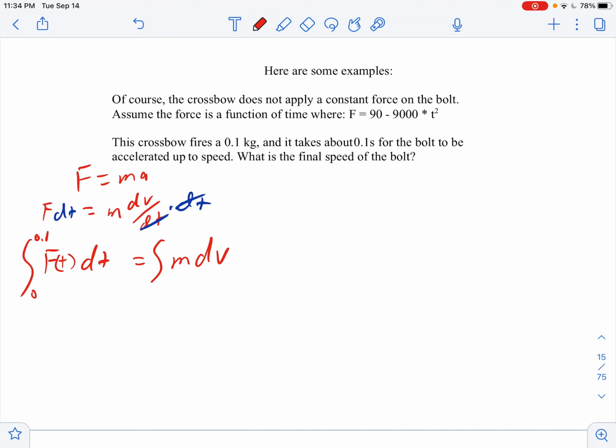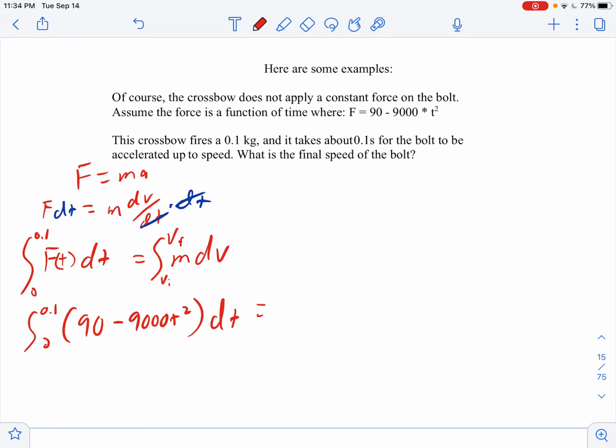For the mass dv, the variable is velocity. The mass is just some constant. And so I'm going to integrate from the initial velocity to the final velocity. That's my interval. So 0 to 0.1, my force function is 90 minus 9,000 t squared dt is equal to, now watch this, since that mass is just a constant, I'm going to pull that out in front of that integral sign. You can do that with constants.